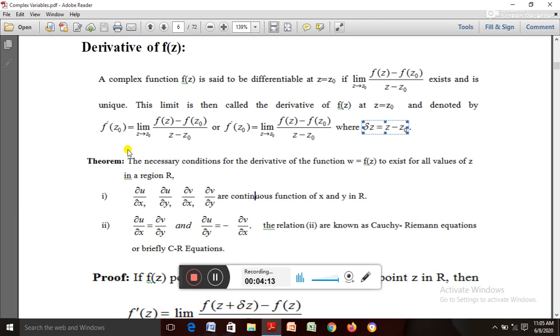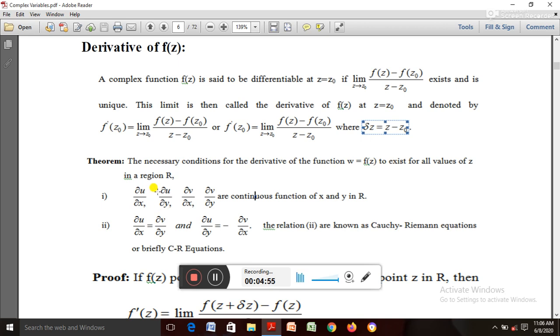So the theorem: the necessary condition for the derivative of the function w is equal to f of z to exist for all values of z in the region R are that dou u by dou x, dou u by dou y, dou phi by dou x, dou phi by dou y are continuous functions of x and y in R. The second condition is dou u by dou x is equal to dou phi by dou y and dou u by dou y is equal to minus dou phi by dou x, known as the Cauchy-Riemann equations in Cartesian form. Means in the theorem they have given the statement of the necessary condition for the function w is equal to f of z.